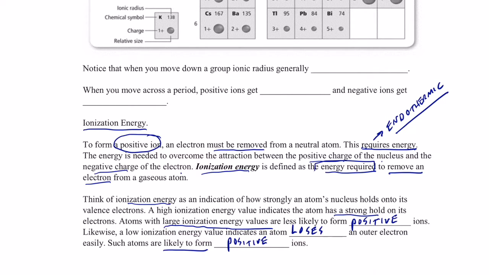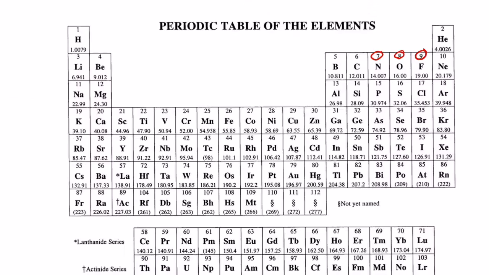So let me give you a couple of different extremes here. Let's look at our periodic table. Let's look at sodium and chlorine. Now one of these two is likely to lose an electron easily. The other one, it's really hard to take an electron away from it. Can you guess, or can you think about which one might be easy to take an electron from? Well, let's find out. Sodium's atomic number is 11 and chlorine's is 17.